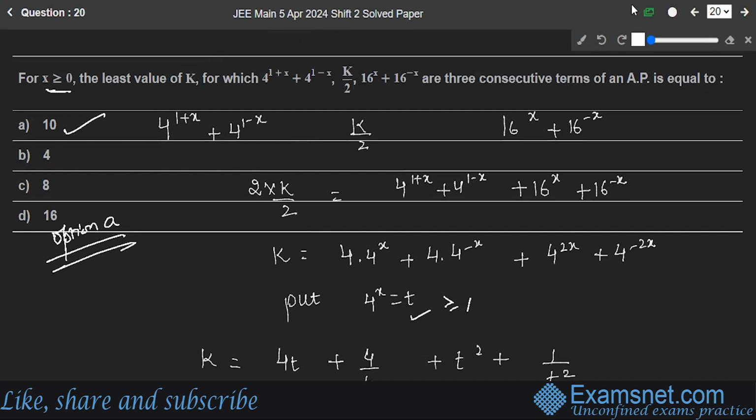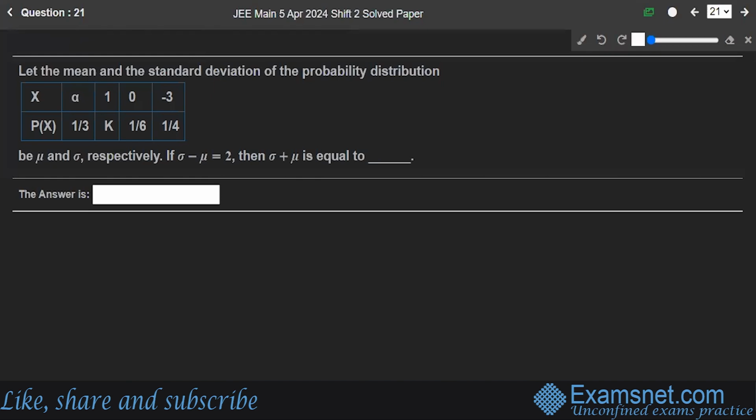Let's move to the next question then. Question number 21, let the mean and the standard deviation of the probability distribution given by this be mu and sigma, respectively. If the difference between the two is 2, we have to find out the sum of 2.